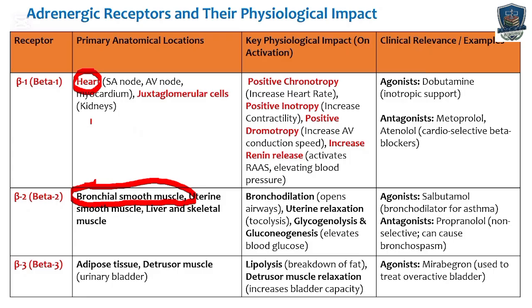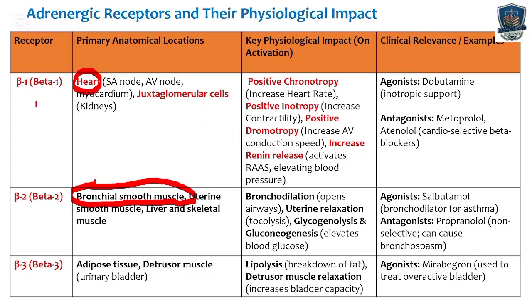That being mentioned, for this table I want you to understand two major key areas. Number one, beta 1 is found in the heart, and it leads to increased heart rate, increased heart contractility, and also increases the AV conduction speed. Apart from that, it may also be found on the juxtaglomerular cells, whereby it leads to a release of renin.